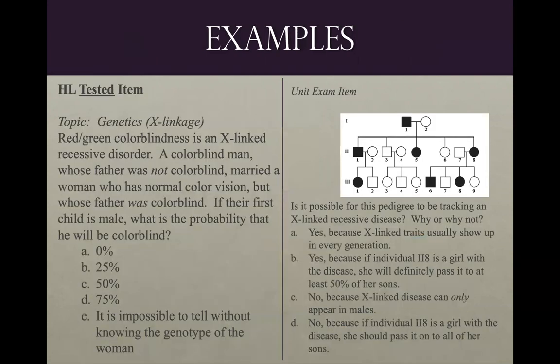All right, here are some examples, and I'm going to let you pull on this one, see if you can answer these. This is a high level. On the left is the high-level tested item from the final exam, and on the right is what had appeared on the unit exam. The content being tested should be the same, which is X linkage on both of those. So just take a minute, see if you can answer these just for fun.